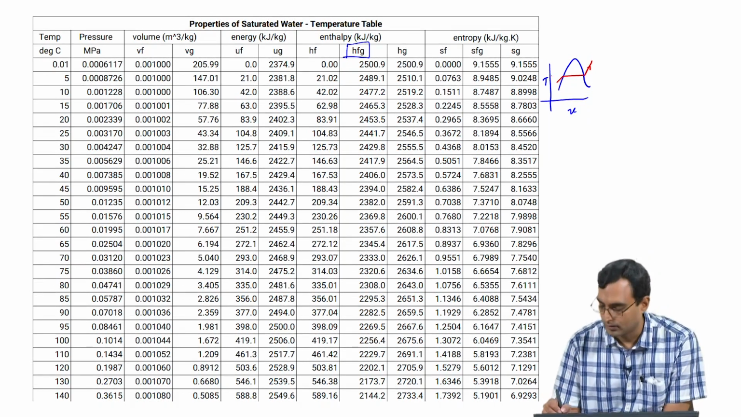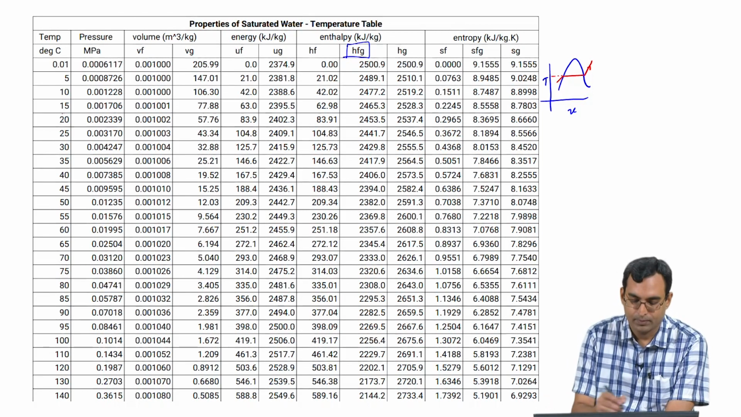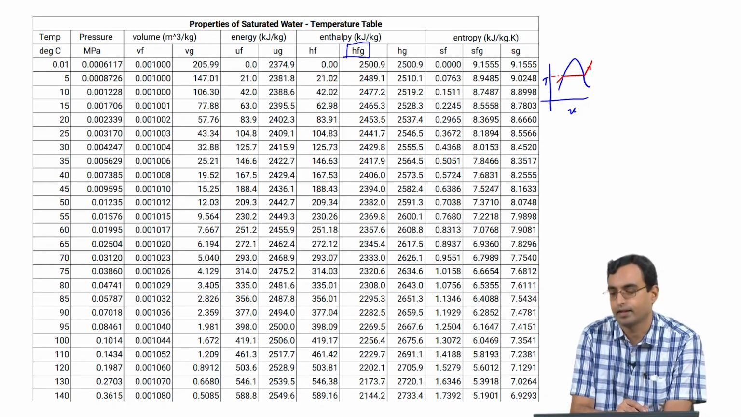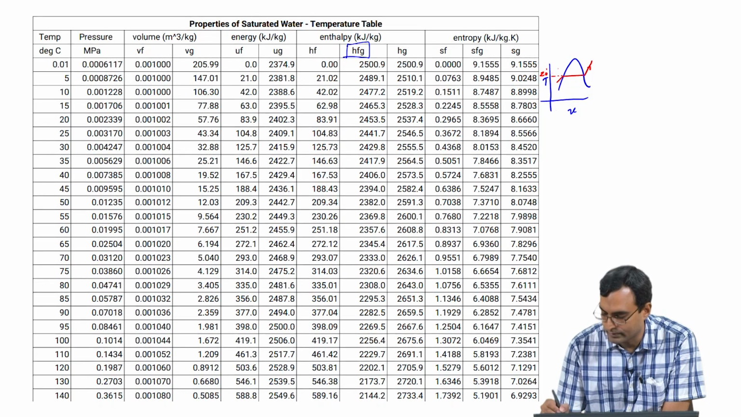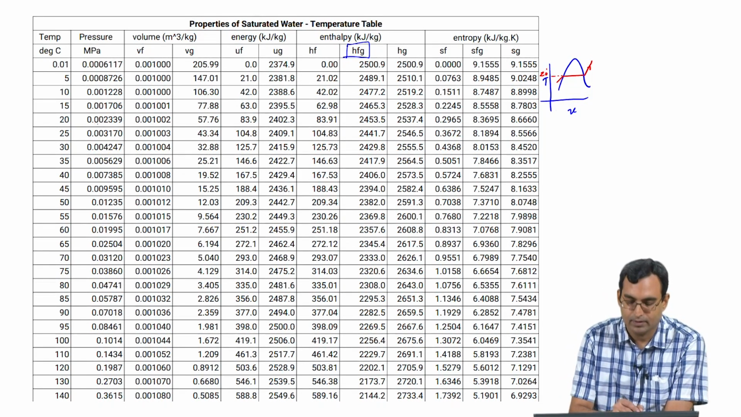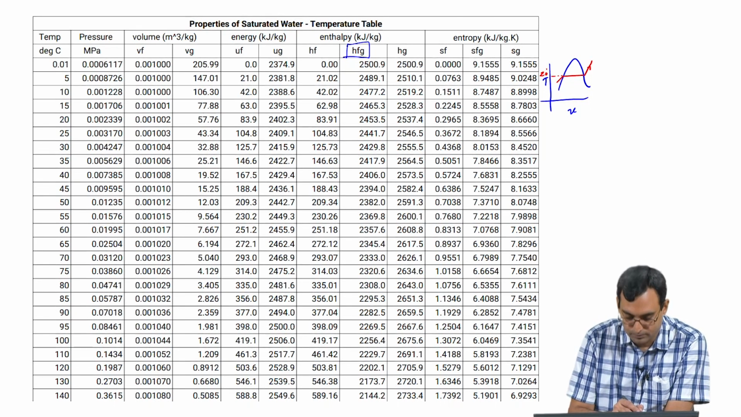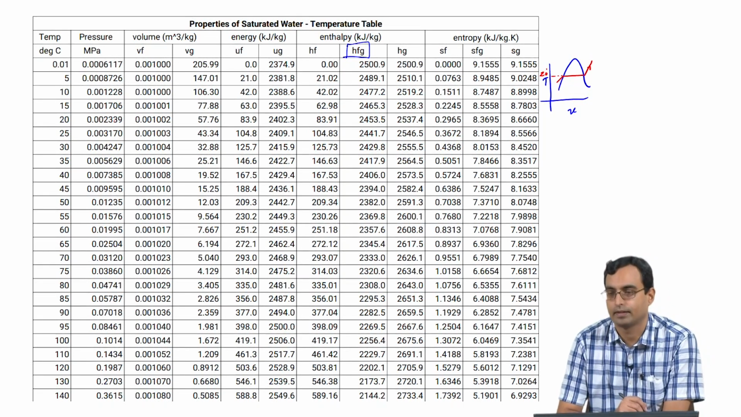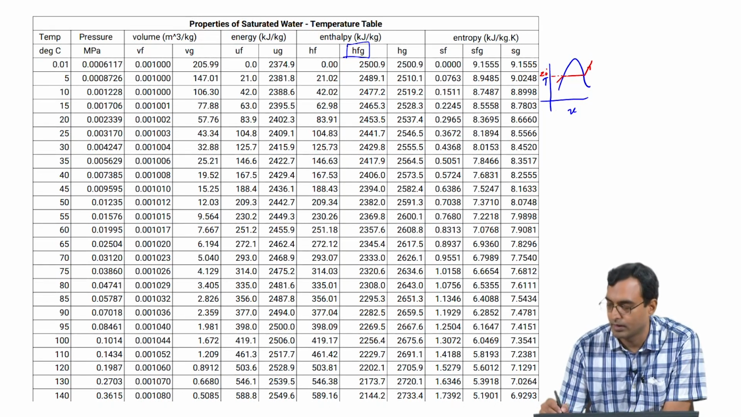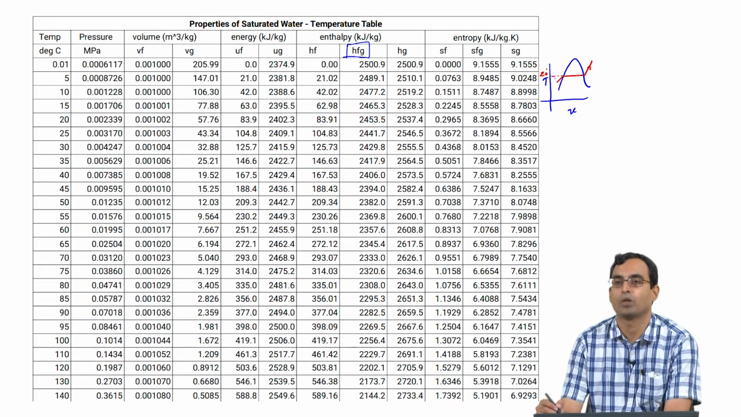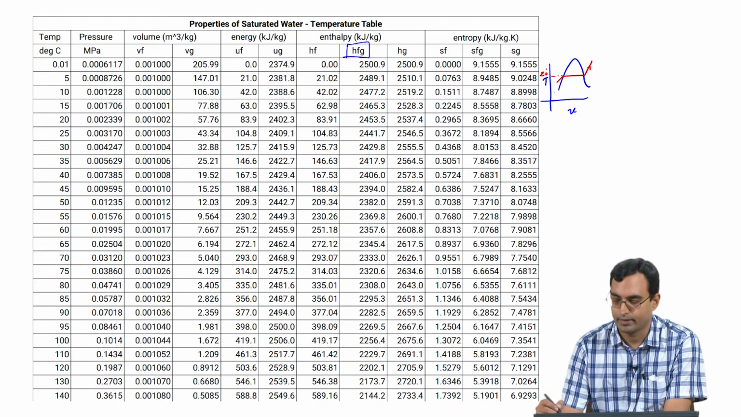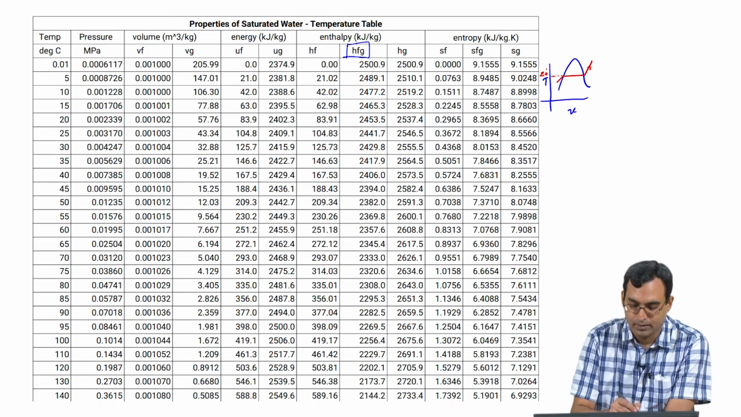So, over here we have things listed by temperature. For example, if I was to look at a temperature of say 20 degrees centigrade, then the saturation pressure is 0.002339 megapascal. Which means it is 0.023 bar, or essentially 2339 pascals. So, that is the boiling pressure. If I wanted to boil water at 20 degrees centigrade, I can do it if I brought the pressure down to this value.